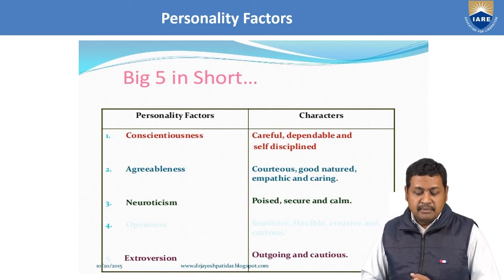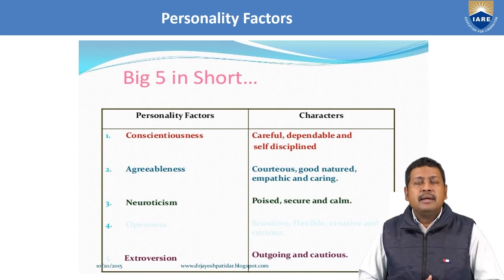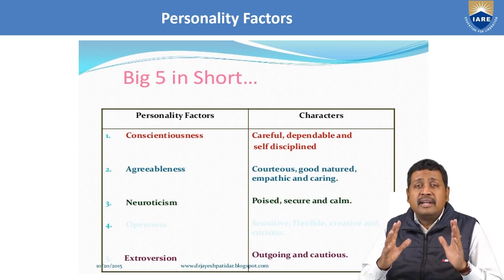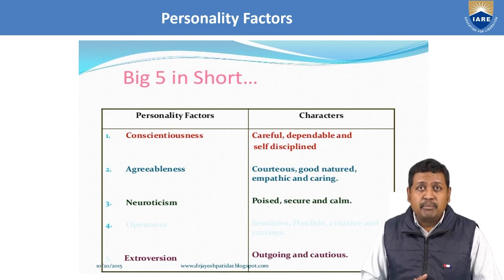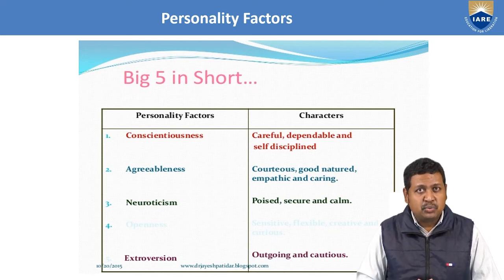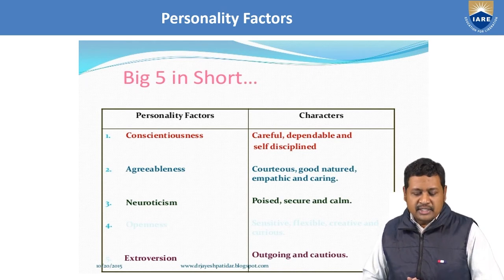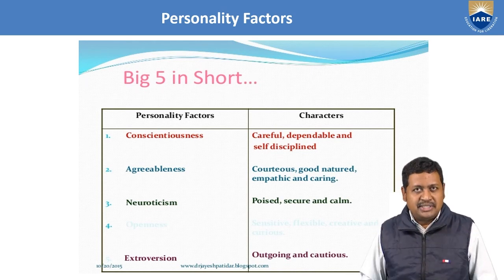Then neuroticism: poised, secure and calm. By the word poised, I mean to say confident and successful in a difficult situation. That is poised. Aplomb, A-P-L-O-M-B, aplomb. Please make a note of this new word. Extroversion or extroverts: outgoing and cautious people.